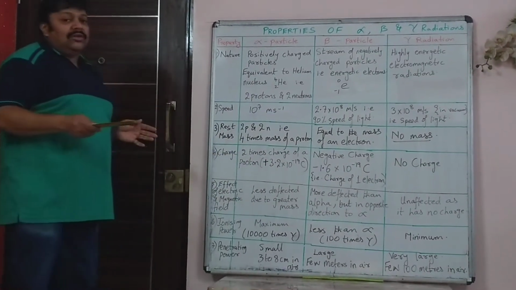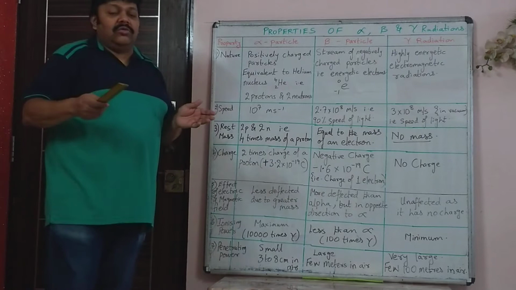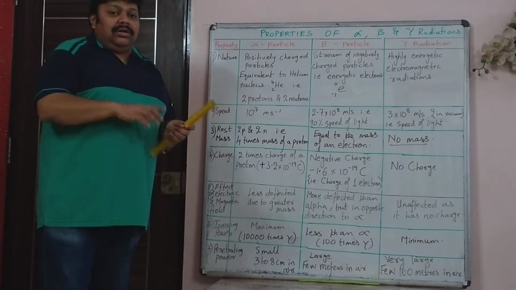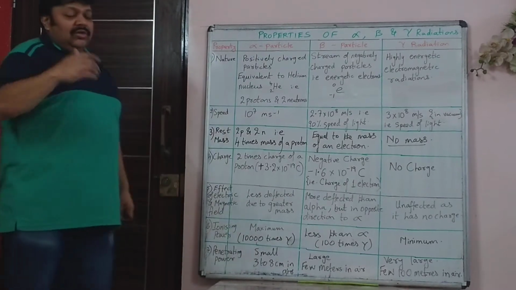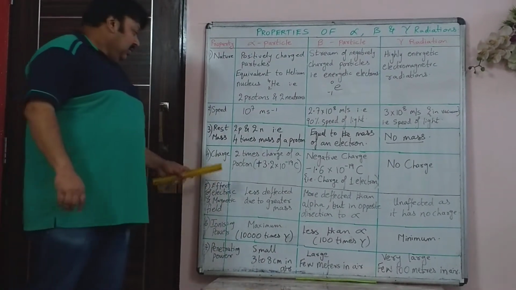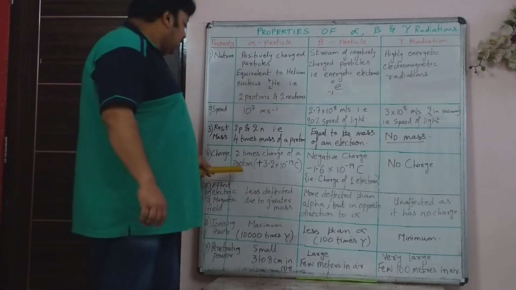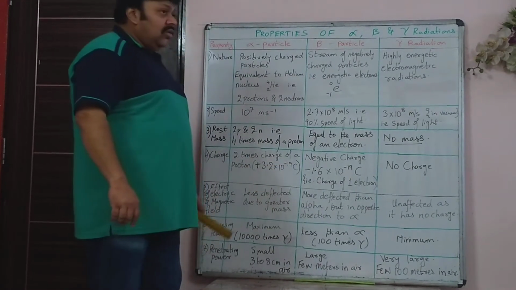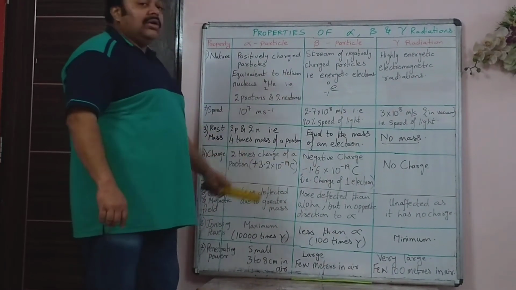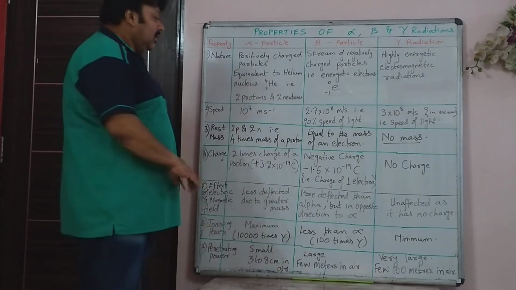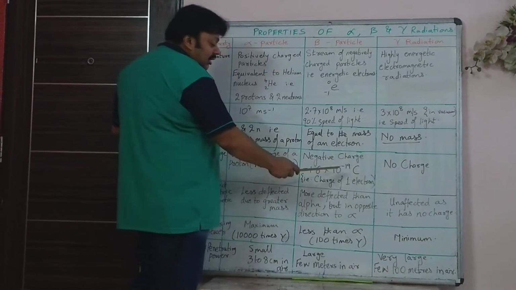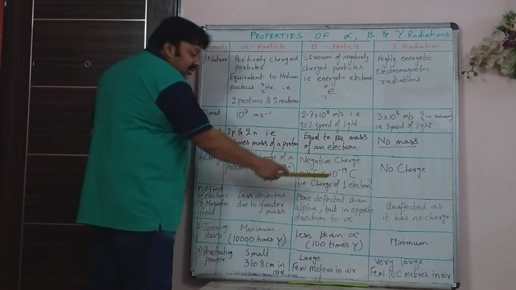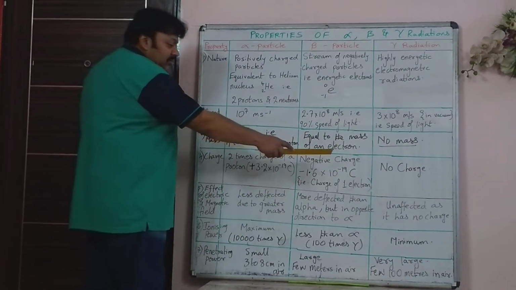Proton and electron charge is the same, 1.6 into 10 raised to minus 19 coulomb. But proton is positive and electron is negative. So the difference is in the sign. So now here the charge is 2 times the charge of a proton, so plus 3.2 into 10 raised to minus 19. This has got unit negative charge, that is the charge of 1 electron, 1.6 into 10 raised to minus 19 coulomb.